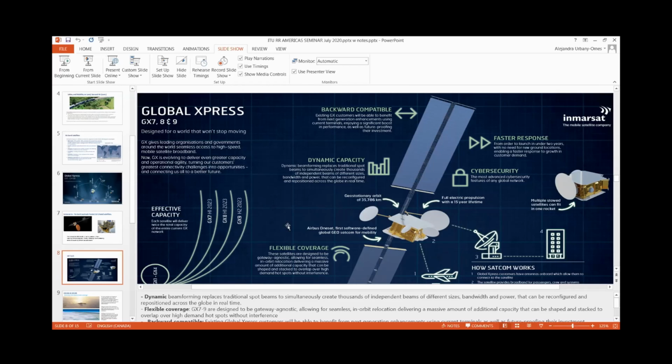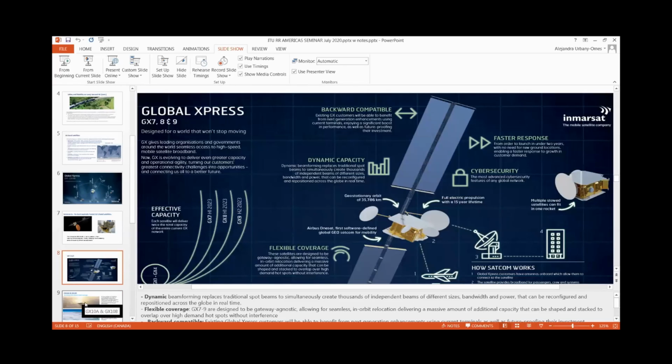The satellites are designed so that they have a flexible coverage, so they are gateway agnostic. So this gives you an idea and a panorama of how the evolution of the satellites is today.